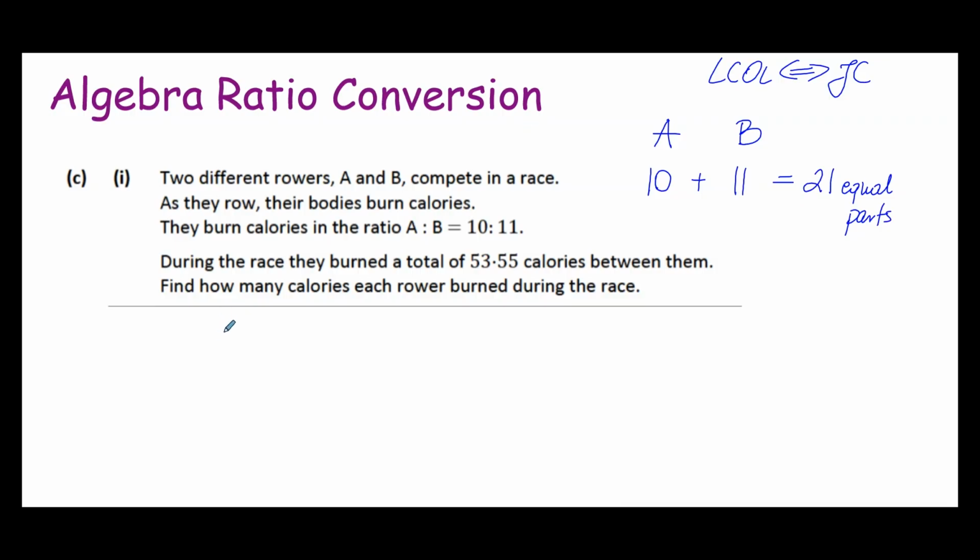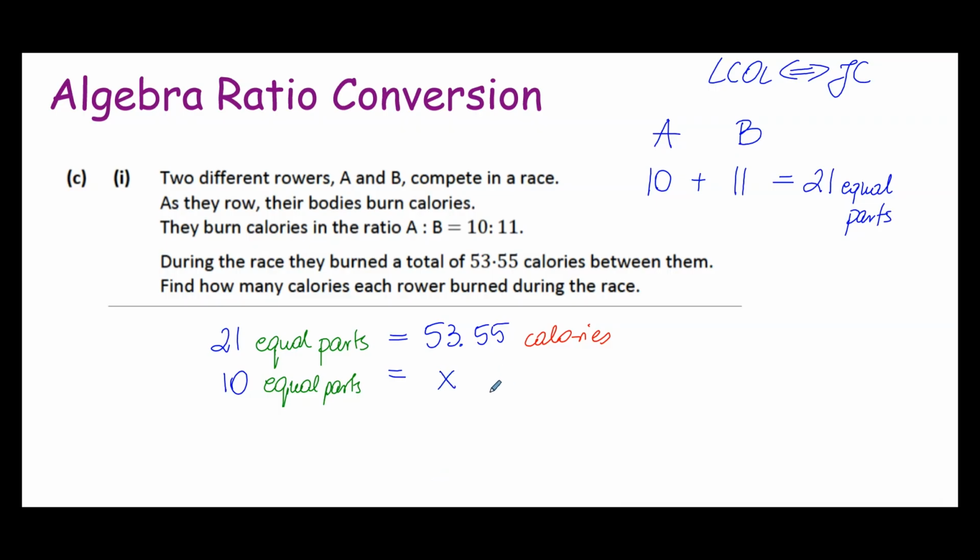So on one side, we are saying 21 equal parts, and that's what they are. 21 equal parts, in this case, gave 53.55 calories. So when we are solving for A, A got 10 of the equal parts, and then we don't know X calories.